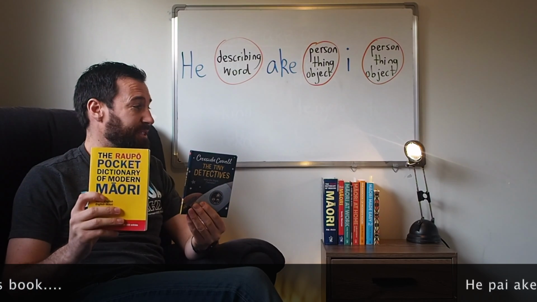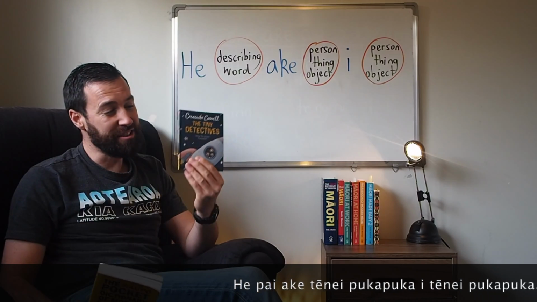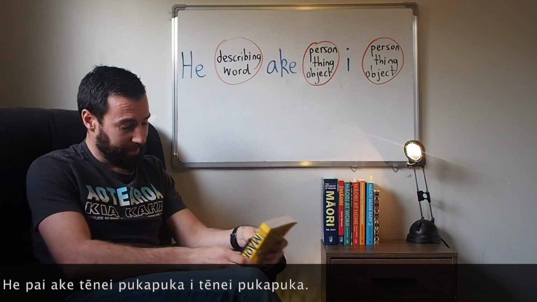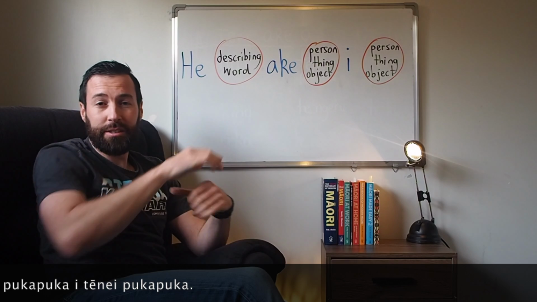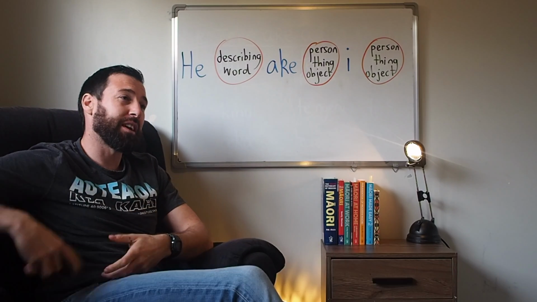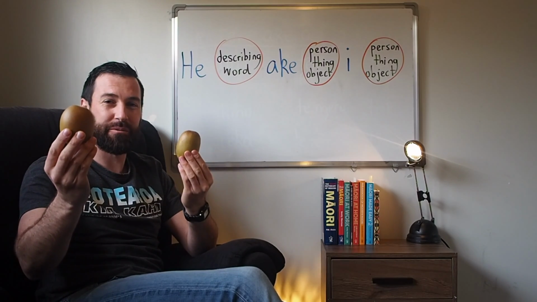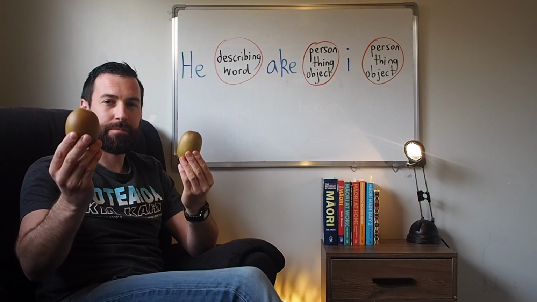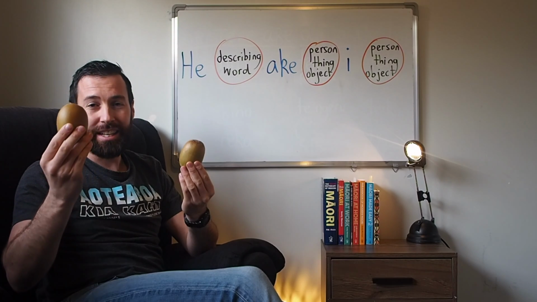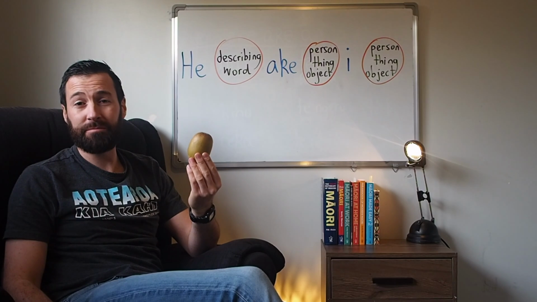Did you come up with he pai ake tēnei puka puka i tēnei puka puka? If not, kei te pai. Don't forget to refer to this. I've just bruised that kiwi fruit, so I'm going to say this kiwi fruit is worse than this kiwi fruit. What did you come up with? Did you come up with he kino ake tēnei hua kiwi i tēnei hua kiwi?